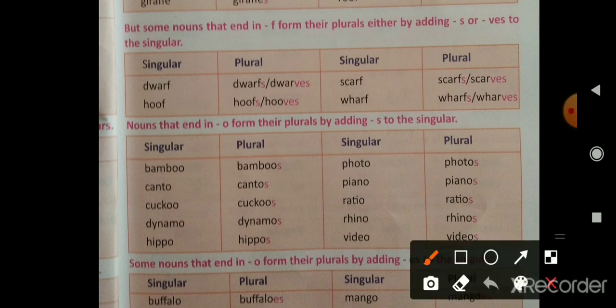Okay, next, but some nouns that end in f form their plural either by adding s or ves to the singular. Means, these are the nouns in which we can add s and we can add ves also to make them plural. Means both ways are correct, right? Like dwarfs, means we can add s also and we can add ves also to make this plural. Hoofs, hooves, scarfs, scarves.